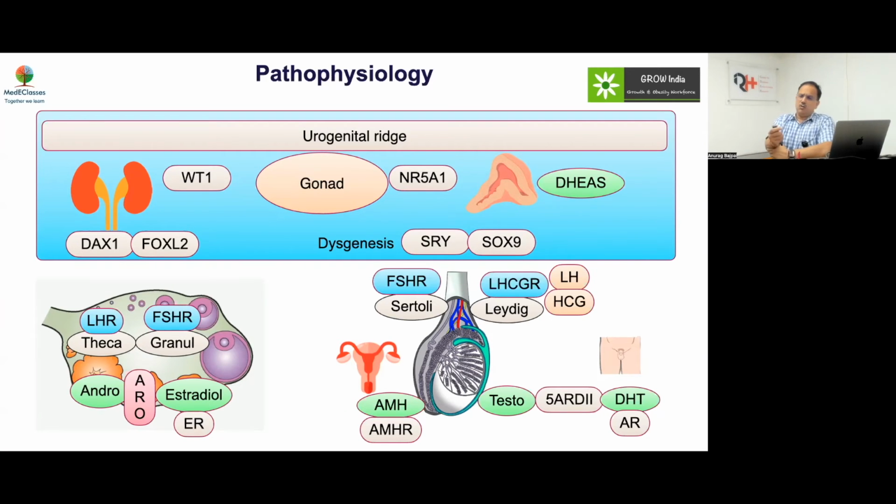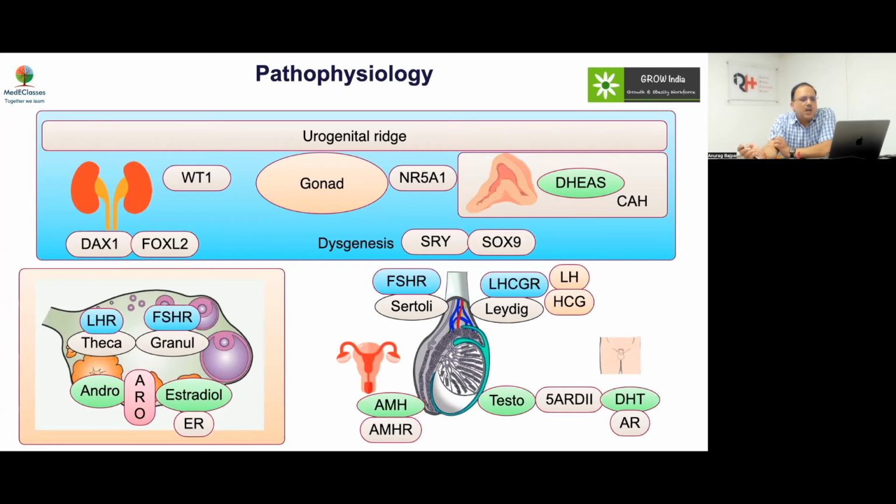SOX9 is again going to cause an important form of XY DSD, along with skeletal manifestations. You can have overexpression of DAX1, which is again going to cause XY DSD. Increased production of adrenal androgens is going to cause CAH and XX-DSD, as we have discussed. Now, within the ovarian axis, as we discussed, you need to have an act of commission to really have a problem.